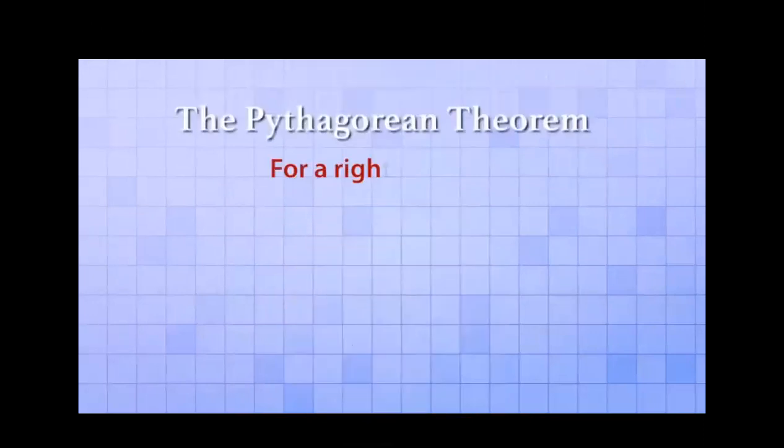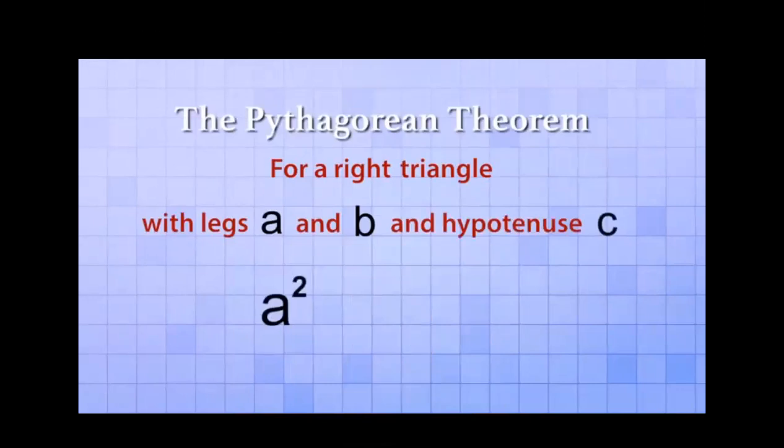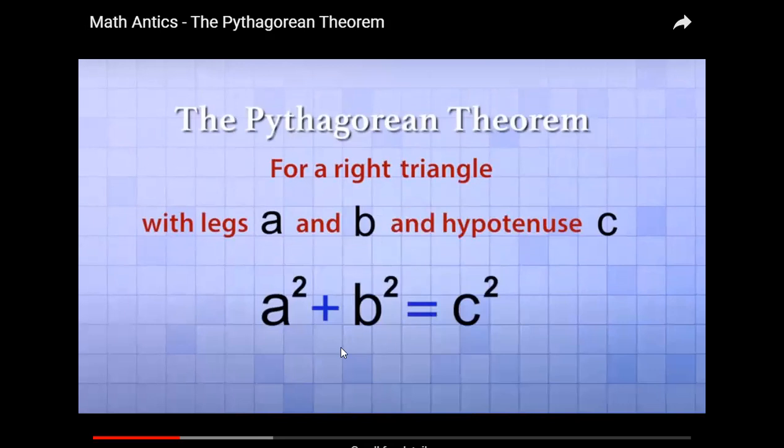The theorem can be stated in several different ways, but the one we like best goes like this. For a right triangle with legs a and b and hypotenuse c, a squared plus b squared equals c squared. So this is the theorem we want to talk about today: the Pythagorean theorem for a right triangle with legs a and b and hypotenuse c.